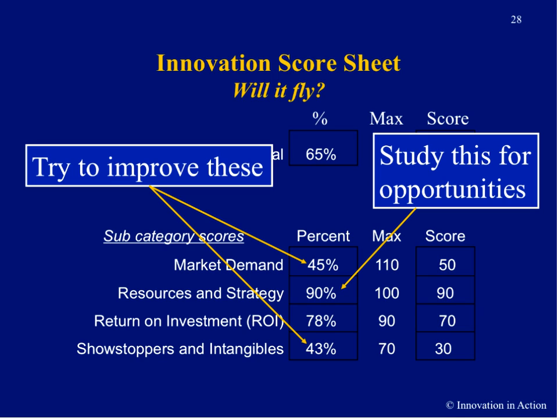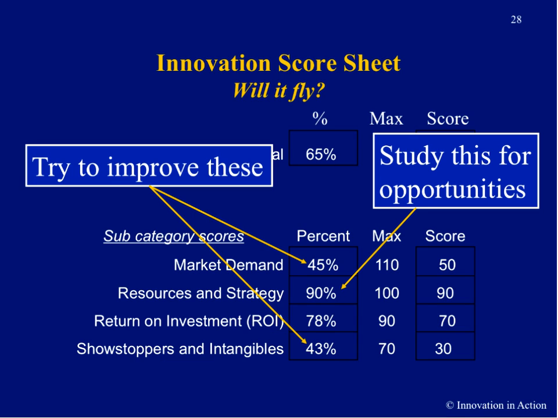This is a nice tool. It's called Will It Fly? There's a book out there. Its author's last name is McKnight, who has come up with a nice score sheet method. You can take any innovative idea and score it against, in this case we're showing the summary sheet, 4 major categories. There are actually 44 subcategories. Things like how tough is the competition? How good is the competition? When do you see that you'll get a return on your investment? In fact, even some intangible items like, can you get a celebrity to endorse your product?